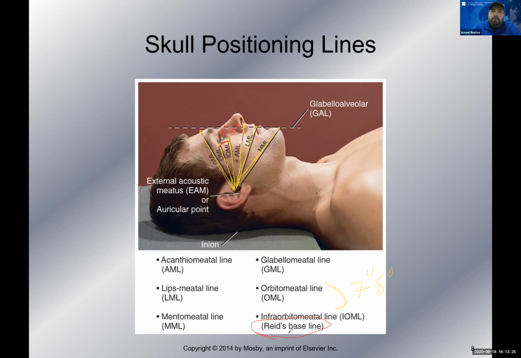Okay. So again, make sure you go over and look over all these positioning lines. Make sure you understand where they're going from the acanthion to the EAM, from the orbital mid-orbital margin to the EAM. That's the OML. Make sure you understand these fully.